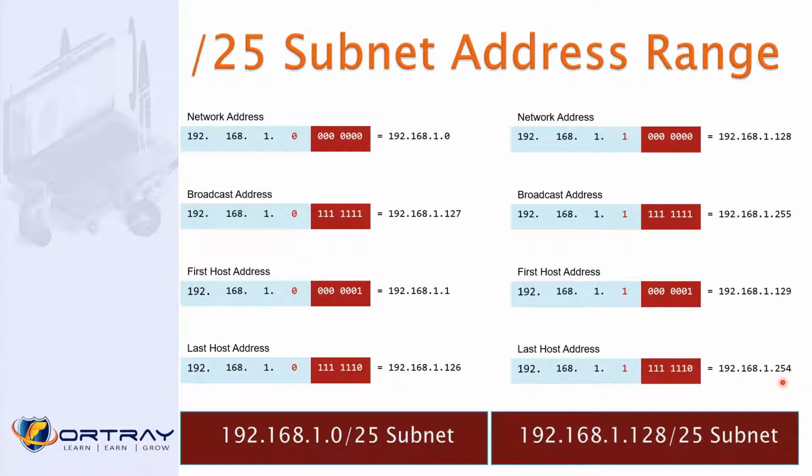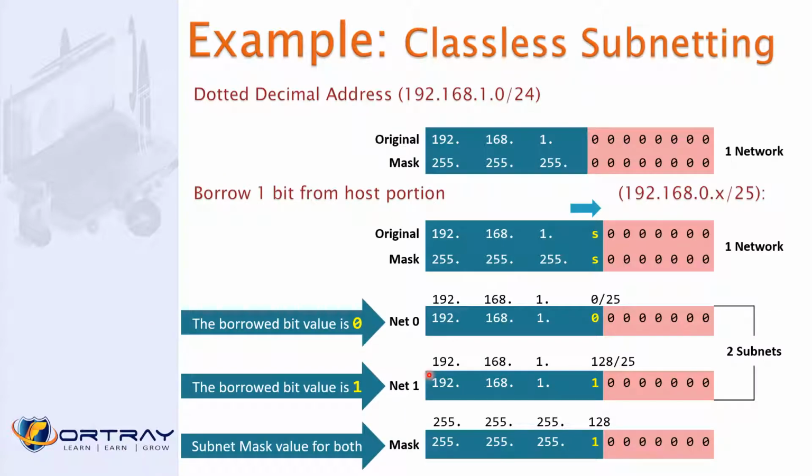Okay, a little bit confusing. Don't worry, I will come back. But so far so good. When we borrow one bit, 2 raised to power 1 gives 2 networks. The networks will be 192.168.1.0 and 192.168.1.128. Clear? These will be the 2 networks, and everyone will have this subnet mask.